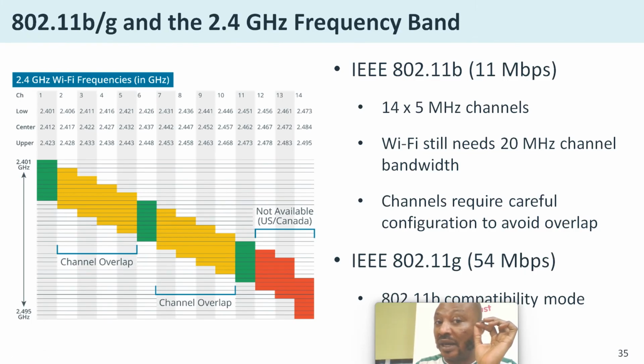See, 11B and 11G use the same frequency, 2.4. Now, what does that tell you? It tells you that every device that you buy that comes under this standard of 11B and 11G can work together. They're compatible. That's what it tells you.